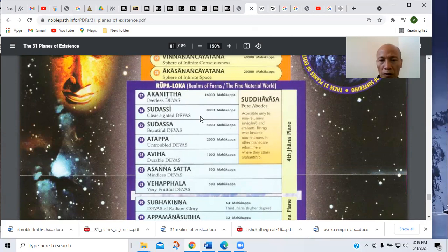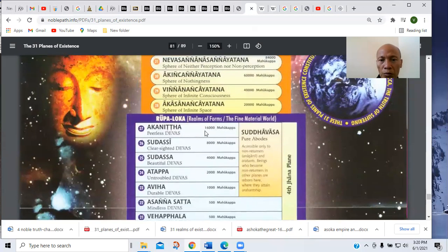The clear side devas live up to 8,000 Mahakapas. The fearless devas live up to 16,000 Mahakapas. So that is 16,000 times 1.344 trillion years. See how long they live. And that is the fourth jhana.